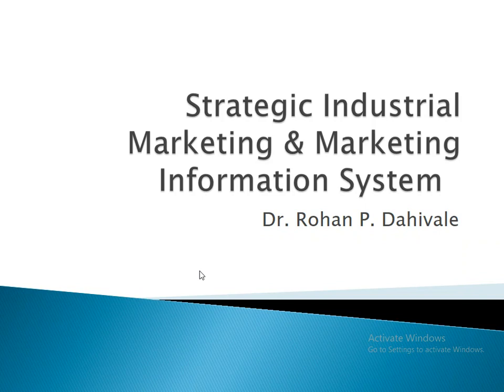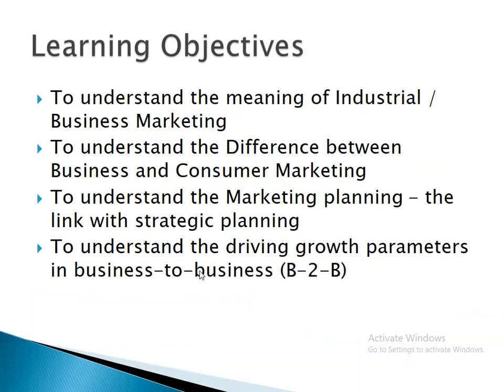Today's topic is strategic industrial marketing and marketing information system, that is related to information system. So, learning objectives for today's session, we are going to understand the meaning of industrial marketing or business marketing, then to understand the difference between the business and consumer marketing, to understand the marketing planning and what is the linkage with the strategic planning. You must have heard the word strategic management in the subject strategic management, strategic planning.